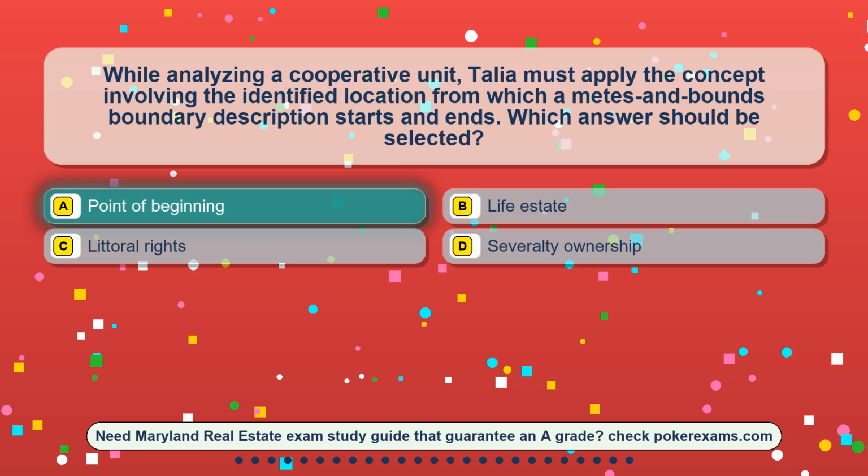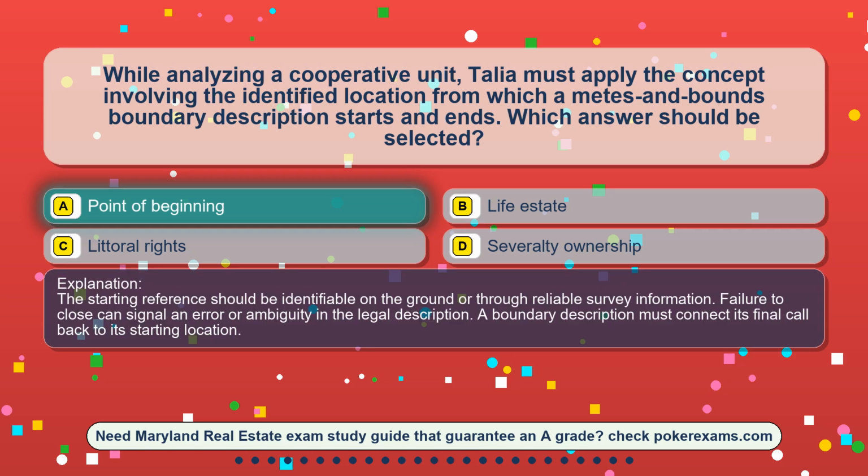The correct answer is option A, point of beginning. The starting reference should be identifiable on the ground or through reliable survey information. Failure to close can signal an error or ambiguity in the legal description. A boundary description must connect its final call back to its starting location.